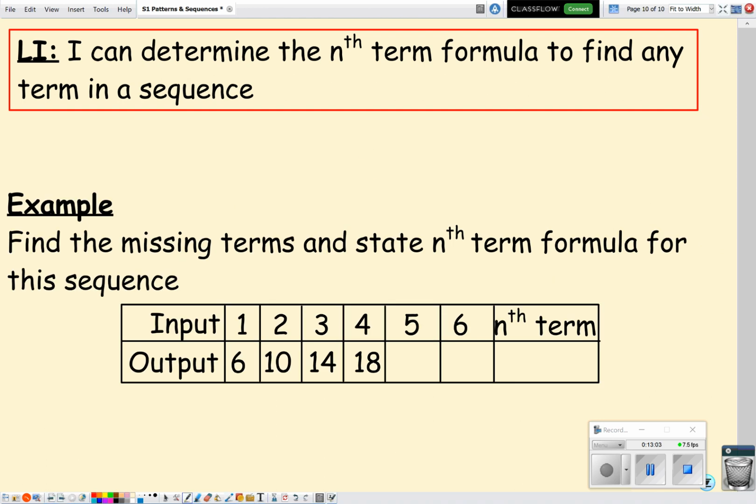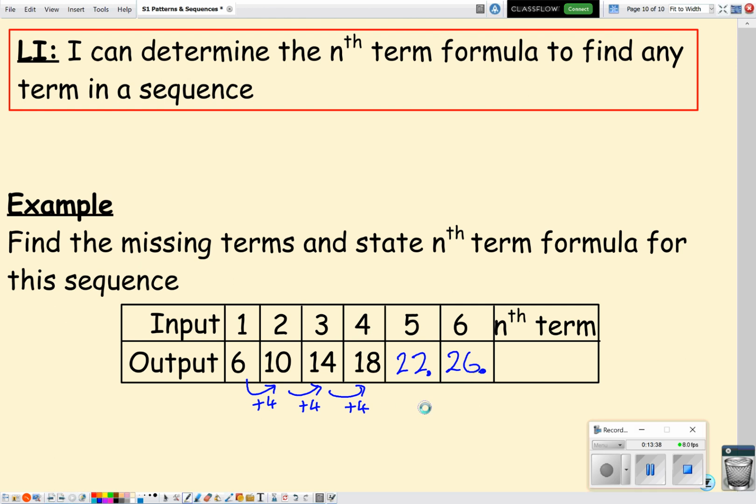Right. Last example. Find the missing terms this time and state the nth term formula for the sequence. Right. So we've got 2 terms missing. The 5th and the 6th terms. My outputs, my sequence is going 6, 10, 14, and 18. So this sequence is going up in 4s. Fair enough. Right, well, if we're going up in 4s, 18 add 4 will be 22, 22 add 4 will be 26. That's fine.